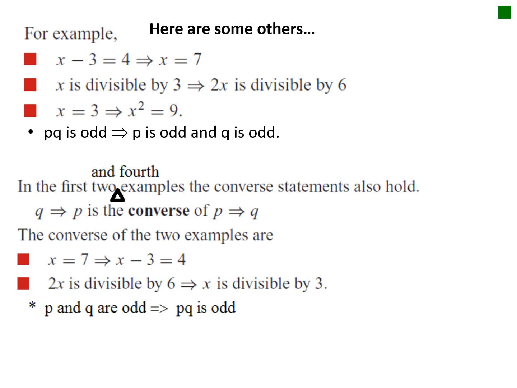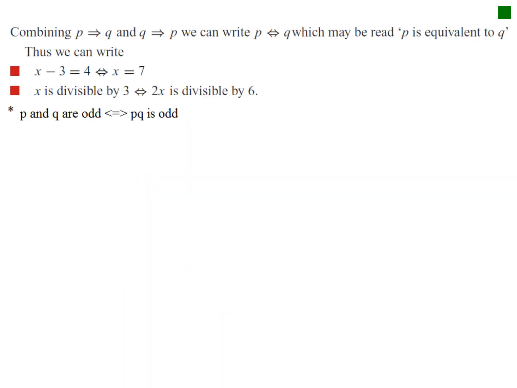And that leads to this idea of equivalent statements. Now, the third example, that breaks down. If we were trying to start with the conclusion x squared equals 9 and prove x is equal to 3, you might have picked up on the fact that that's not in fact true. Okay, so combining P implies Q with its converse, reversing the order, Q implies P, we get the statement P double line double arrowhead Q, which is read P is equivalent to Q.